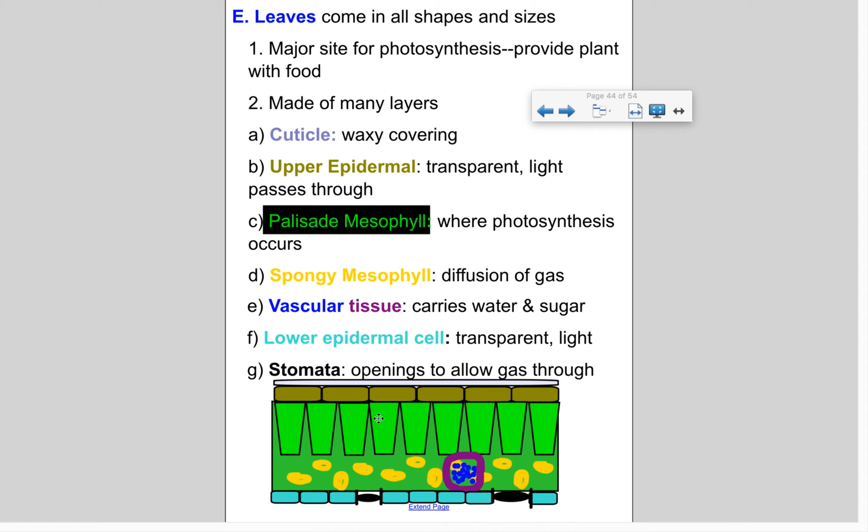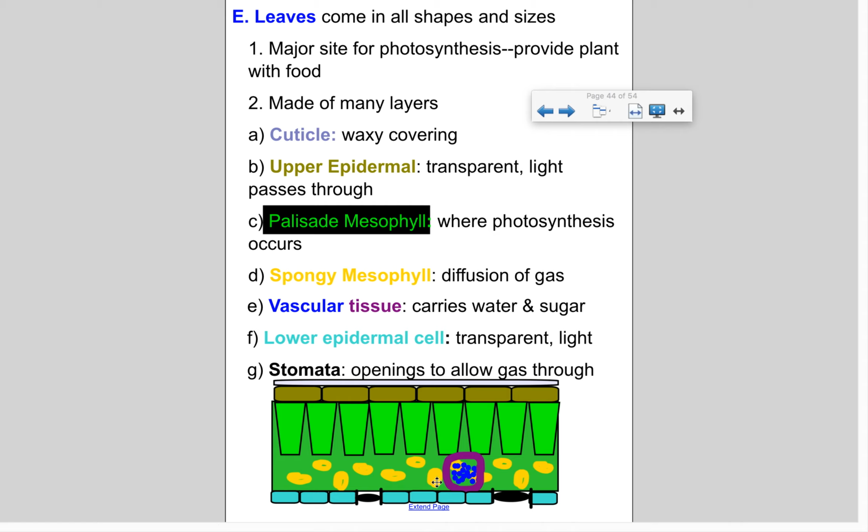And in these palisade mesophyll cells, this kind of bright green color, that's where photosynthesis occurs. You see a lot of chloroplasts there, lots of pigments, chlorophyll. They absorb sunlight, transfer that energy to make food. Now, the spongy mesophyll is another kind of layer. It's kind of speckled throughout, and you can see that it's my yellow here, and it's for the diffusion of gas.